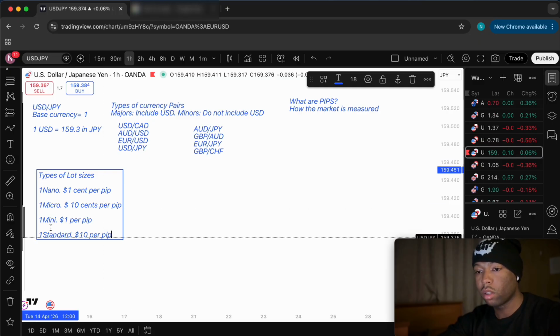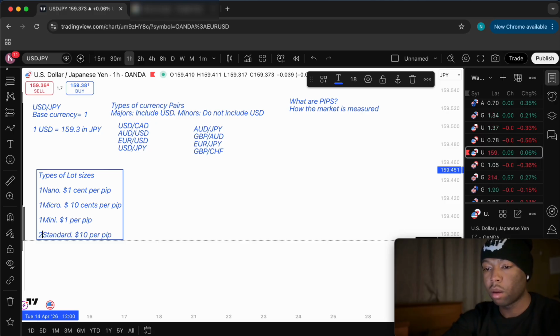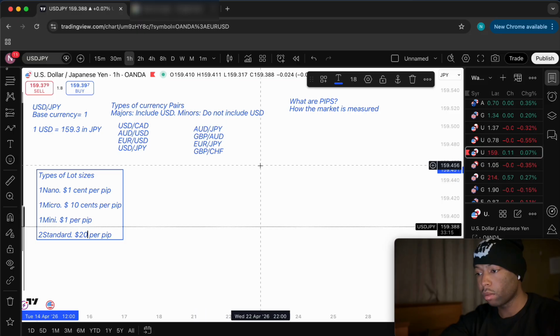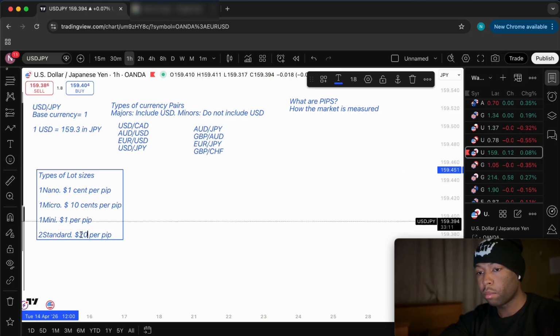Okay. Now, if I bump this up to 2, so say I made this a 2 standard, right? Making this $20 per pip, right? That 10 pip jump, now that I'm using the 2 standard, that becomes $20 per pip, right? Making that a profit of $200 now instead of $100.